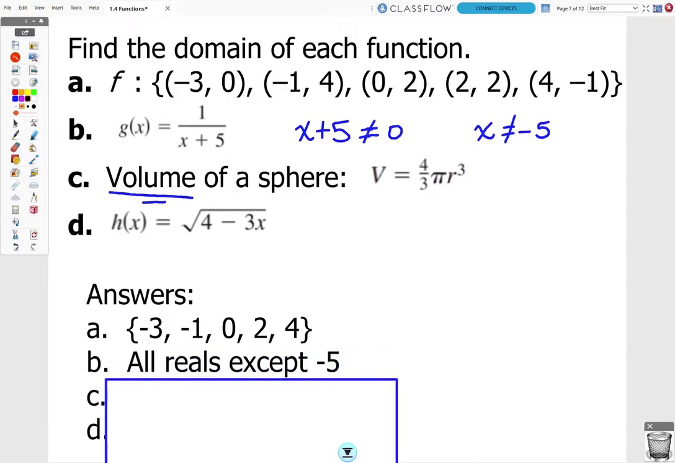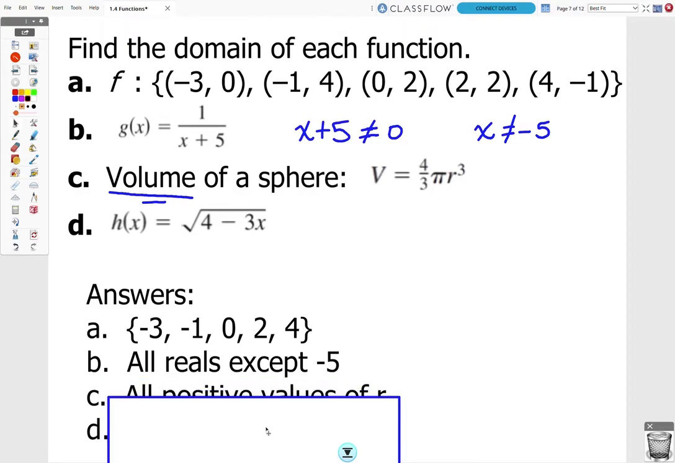So for the last one, all reals except for negative 5. But we're talking on part C, it has to be a positive value. It's implied because it's volume that we can only use positive values of r. It's not really a sphere if it doesn't have a radius. And a radius, a measurement, cannot be negative. Alright?